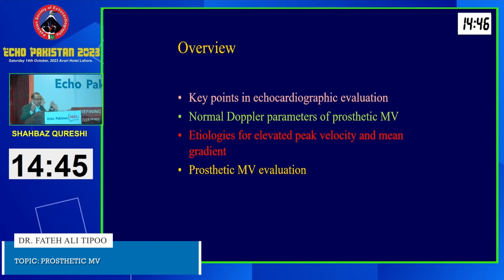I would discuss the key points in the echocardiographic evaluation, then the normal Doppler parameters of prosthetic mitral valve, and then we'll discuss the different etiologies for elevated peak velocity and mean gradient. And finally, with examples, we'll evaluate the prosthetic mitral valve.